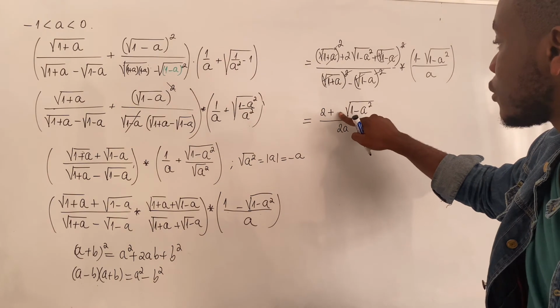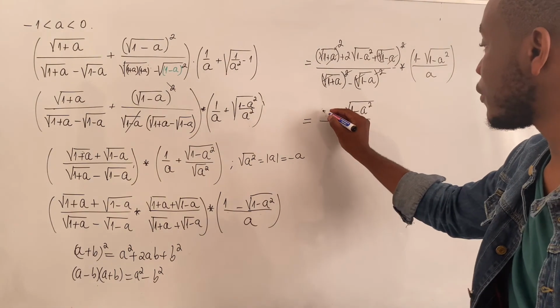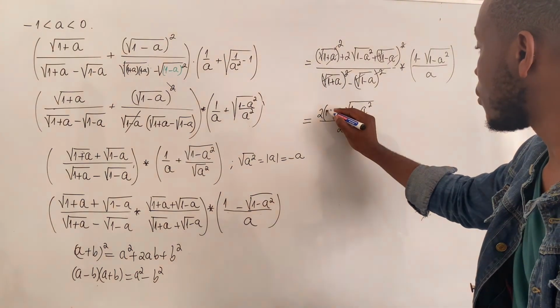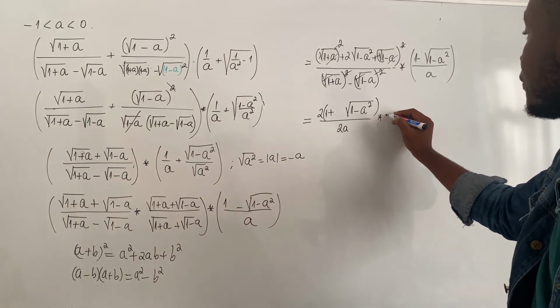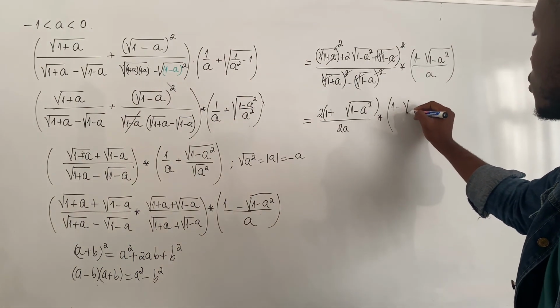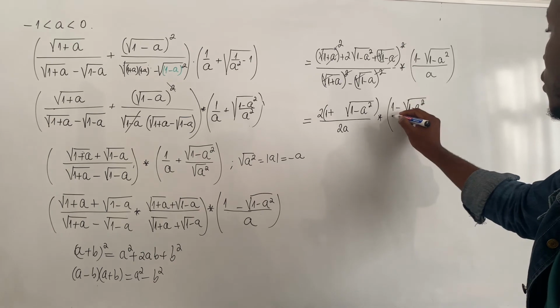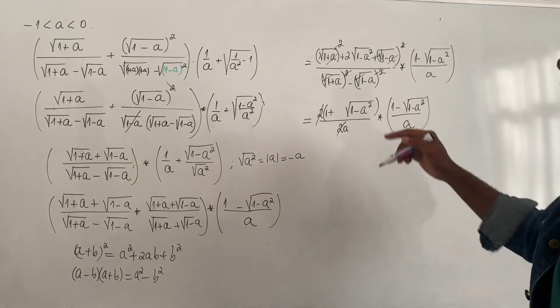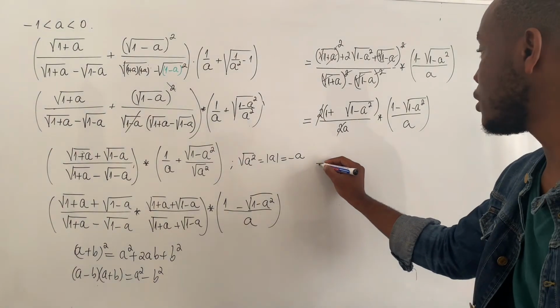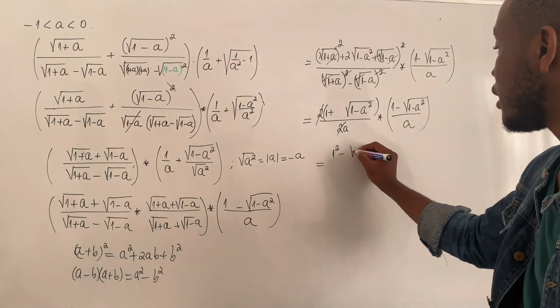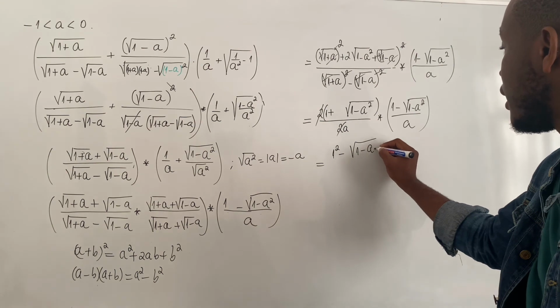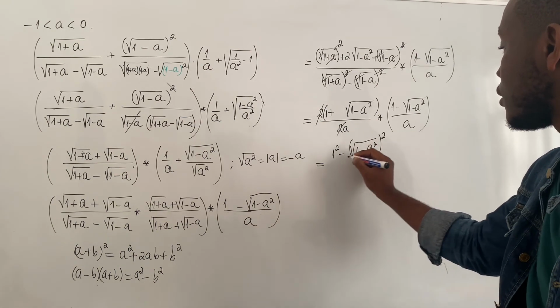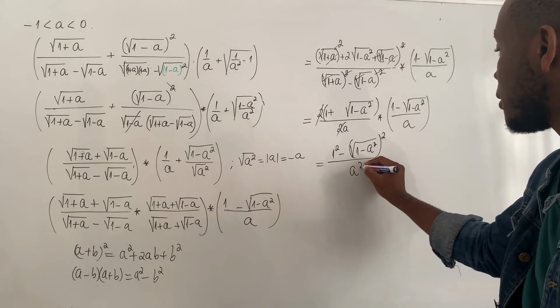So if we factorize 2 here, we're going to have 1 here and this expression times 1 minus square root of 1 minus a squared over a. These 2 and these 2 cancel out. We have a difference of two squares again, which means we're going to have 1 squared minus square root of 1 minus a squared all squared over a squared.